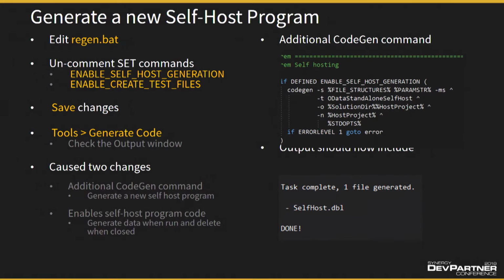Okay. What we need to do is generate a new self-hosting program that knows how to deal with our data. Again, this is kind of a workshop step. This is probably something that you wouldn't be doing in the real world, because right now we've got the default self-hosting program that needs to know about some other stuff. And we also need to tell it to create our test files, which is that whole environment I described earlier, where we load ISAM files every time we run, and we destroy those ISAM files whenever we shut down.